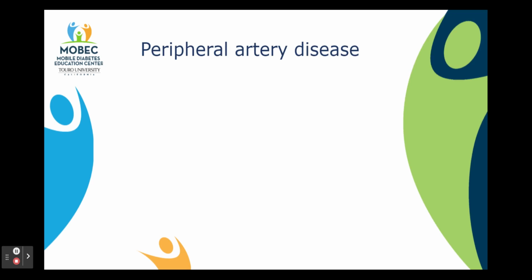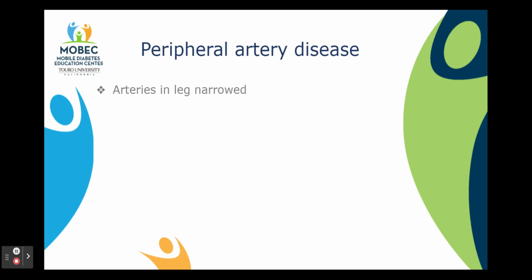Peripheral means away from the center. For example, your hands and feet. Arteries are blood vessels that transport blood away from the heart. In peripheral artery disease, the arteries in the leg are narrowed. Think back to the one-lane highway.